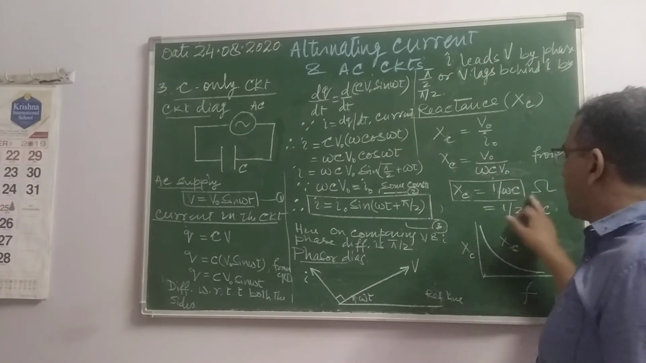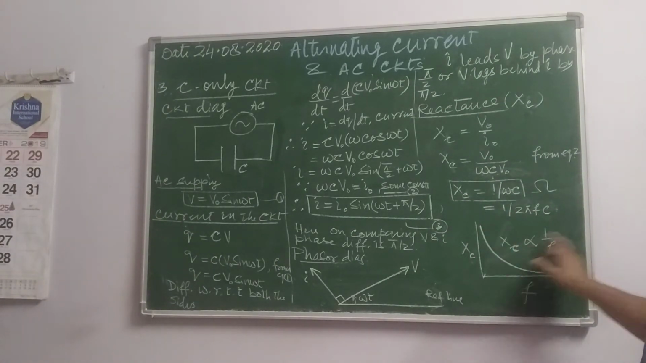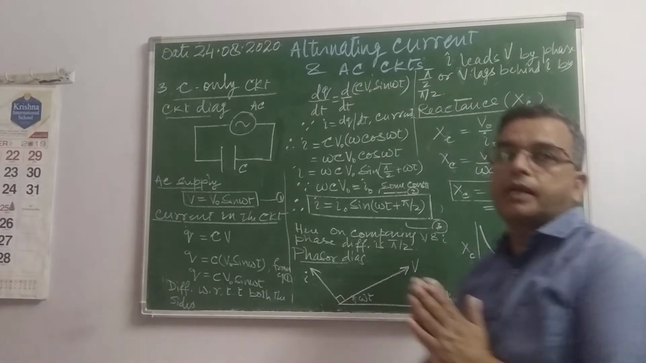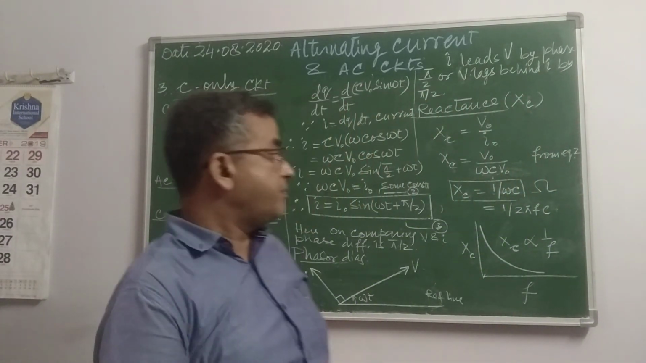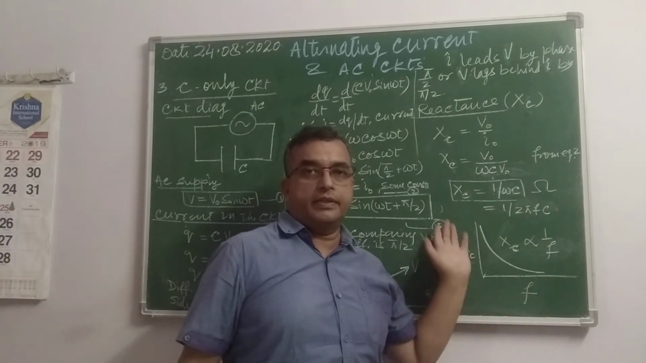If we plot a graph between XC and f, they are reciprocal, so the graph is like this. This graph has been asked for 1 mark in the board examination 2 times in the previous papers. So the graph will be like this.